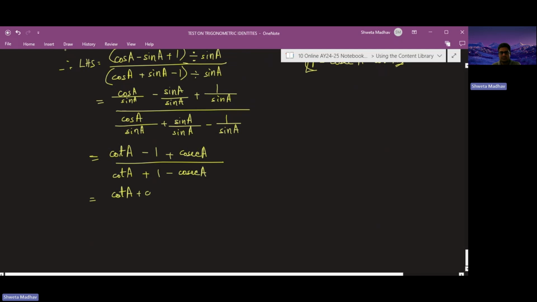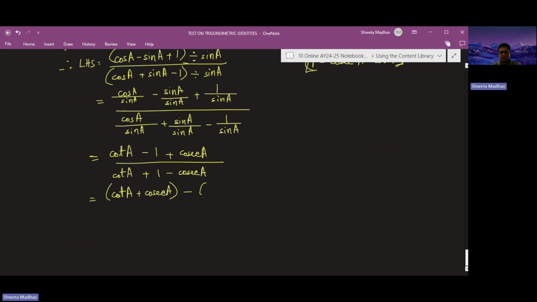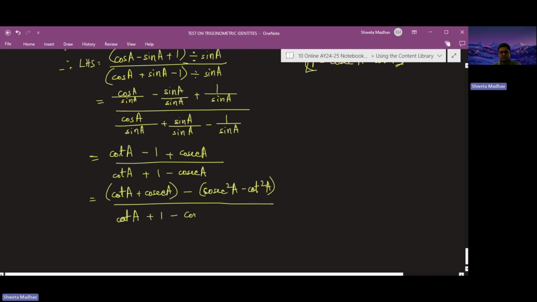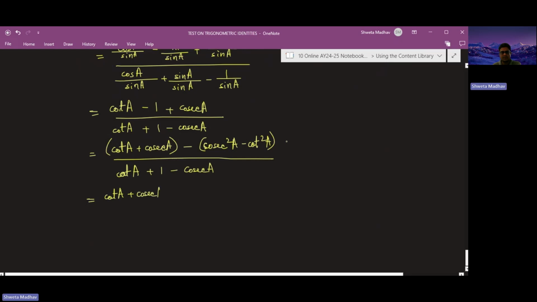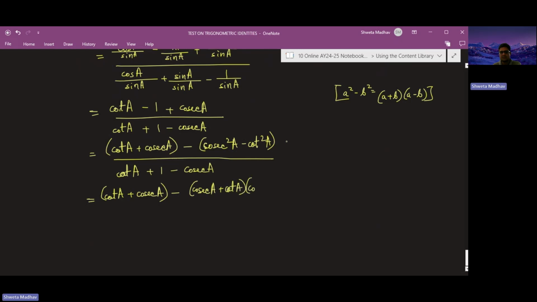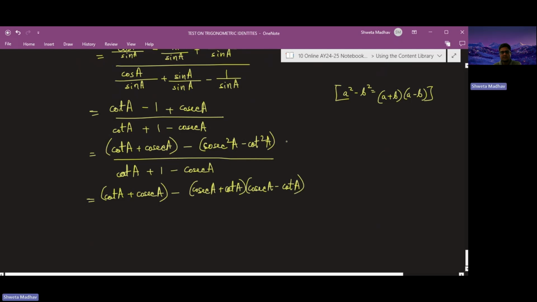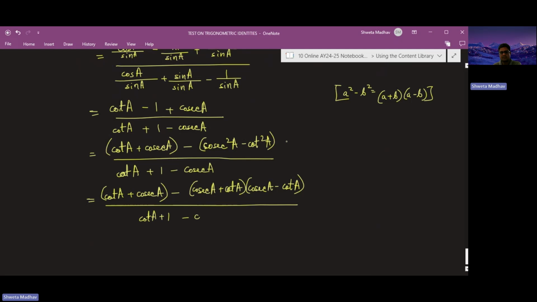So this will be cot A plus cosec A minus cosec square A minus cot square A, divided by cot A plus 1 minus cosec A. You know that A square minus B square we can write as A plus B into A minus B. So cosec square A minus cot square A will be cosec A plus cot A into cosec A minus cot A, divided by cot A plus 1 minus cosec A.